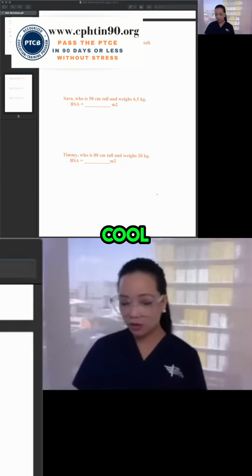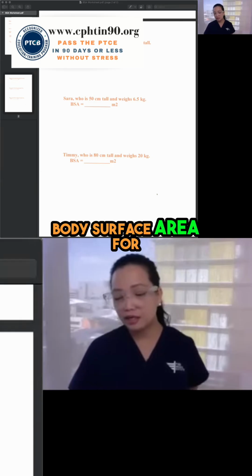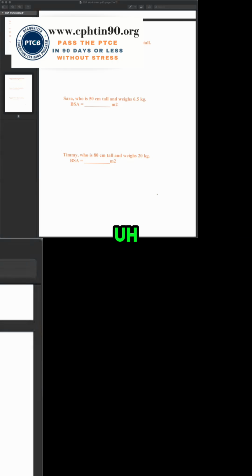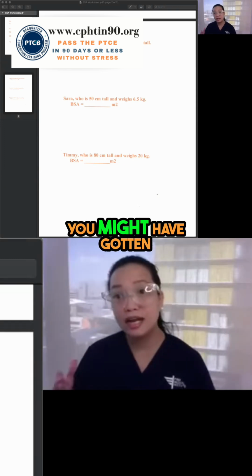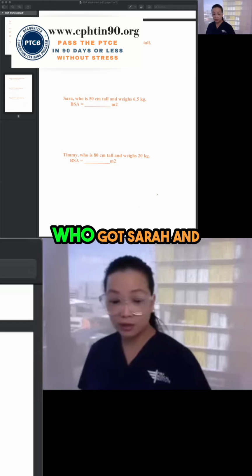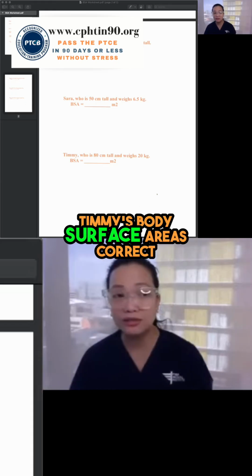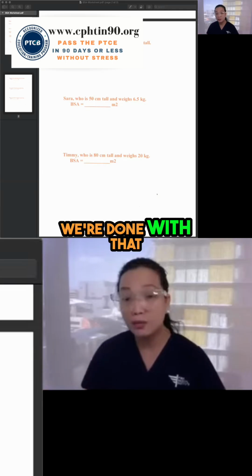Okay, cool. Let's see, Richard. Timmy, body surface area for Timmy would be? 0.67 meters squared. Correct, okay? But if you use the other formula, you might have gotten 0.7 meters squared, okay? Who got Sarah and Timmy's body surface areas correct? Hands up, please, or give me a thumbs up. Okay, we're done with that.